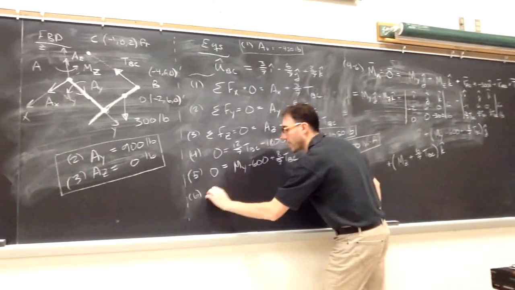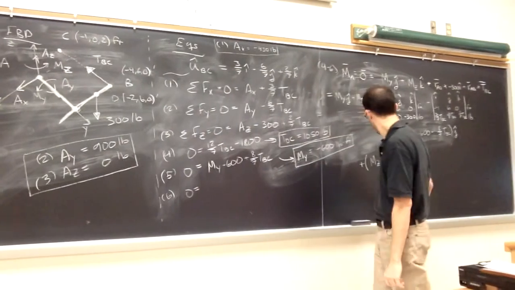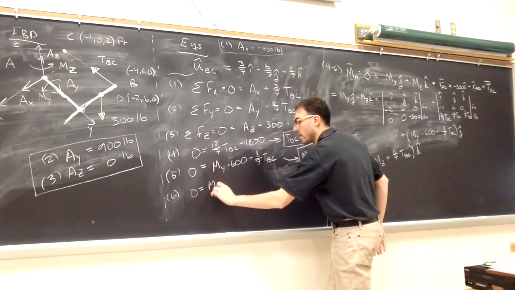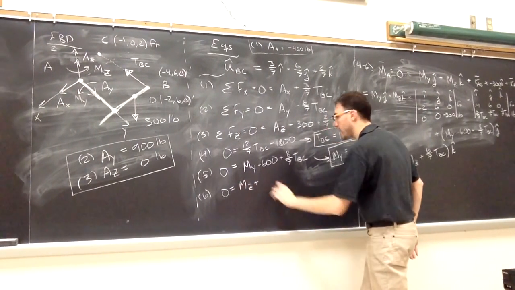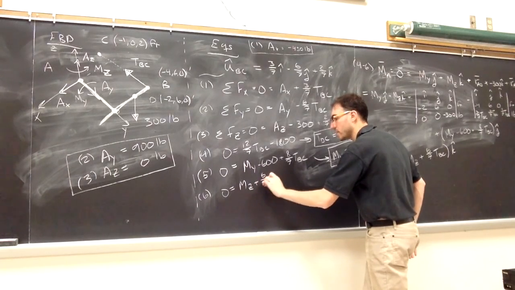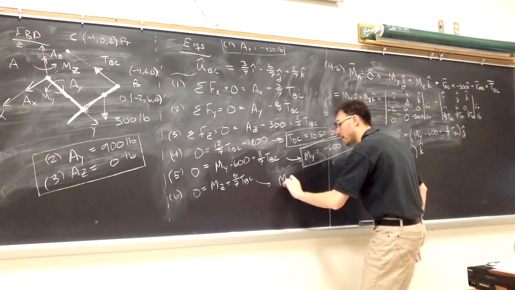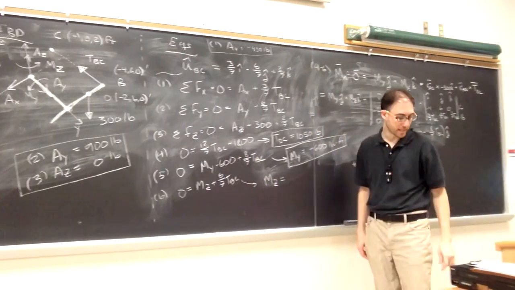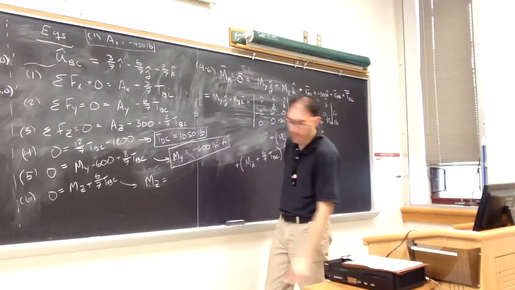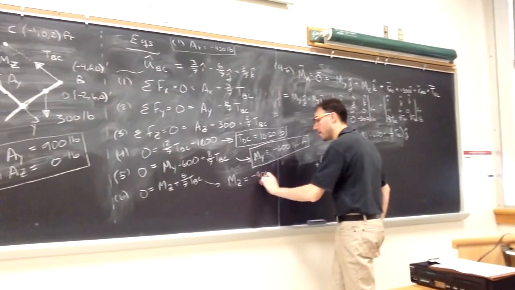And I still have my K coefficients to set equal to 0. I have MZ plus 6/7 TBC. Once again, I now know the value of TBC, so I can find my last unknown, MZ. MZ, I get negative 900 pound-feet.